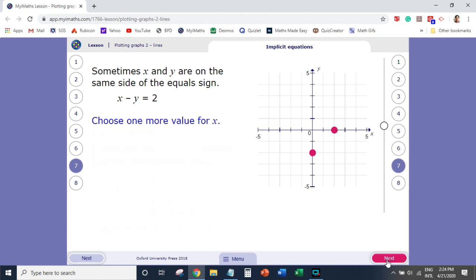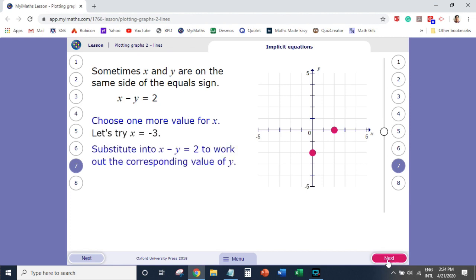Next, one more point. Let's try x equals negative 3. So we change our x to negative 3. So our x is negative 3 right here. Copy minus y equals 2. Again, inverse operation to eliminate the 3 because we want negative y alone on this side of the equation. The inverse of negative 3 is plus 3, or positive 3. So plus 3 right here to eliminate this. Also plus 3 here. So this will now become 2 plus 3.